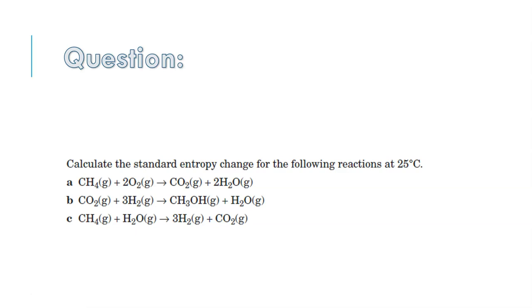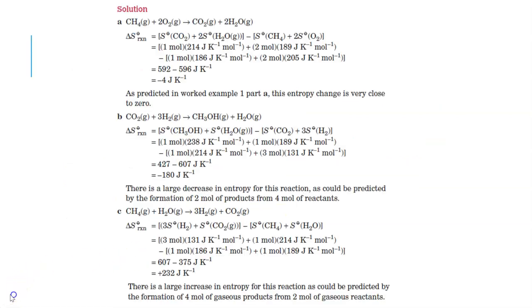So what I want you to do is, again, pause this video, calculate the standard entropy change for the following at 25 degrees C. So you're going to use table 12. You're going to sum each of the entropy values for the reactants and sum each of the entropy values for the products. And then you're going to do products minus reactants. So have a go at each of these 3 equations and come back and see if you got them right.